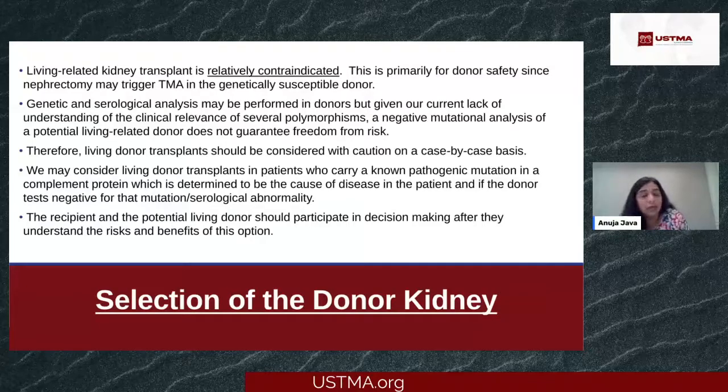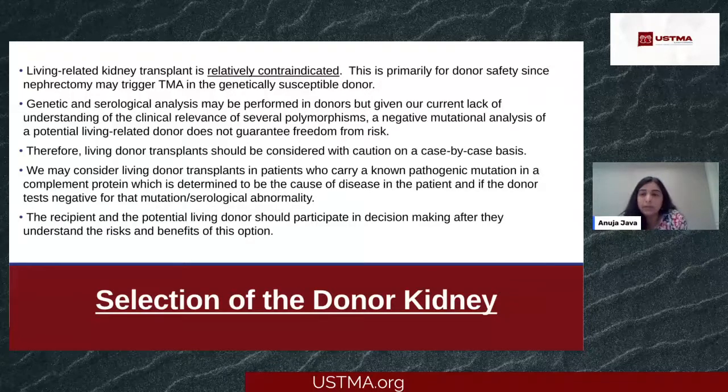The only time we will accept a donor is if a patient has a pathogenic mutation in a complement protein, and we determine that that mutation is the cause of atypical hemolytic uremic syndrome in that patient, and the donor has been extensively tested and does not carry that particular mutation. We may consider it, and again, that's a combined decision between us, the recipient, and the donor, understanding all the risks and benefits of that option.